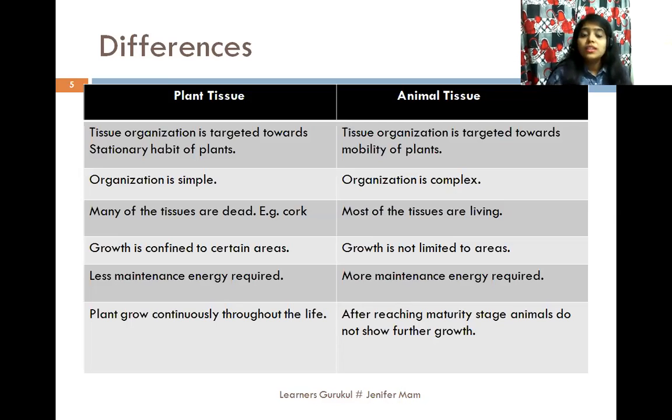But in animal tissue, it is opposite. They can grow only till a certain age. For example, human beings can grow only till 18 to 21 years. After that, there will not be any growth in height in human beings, and the same thing is also seen in animals. But that is not the case in plant tissue, it is totally different. It can grow throughout their lifetime.